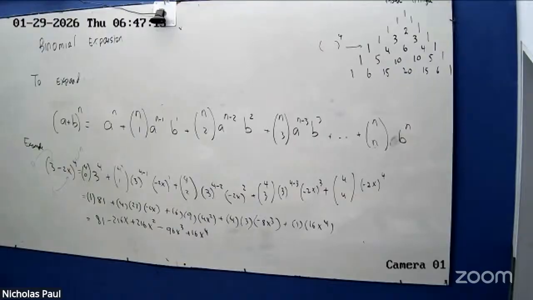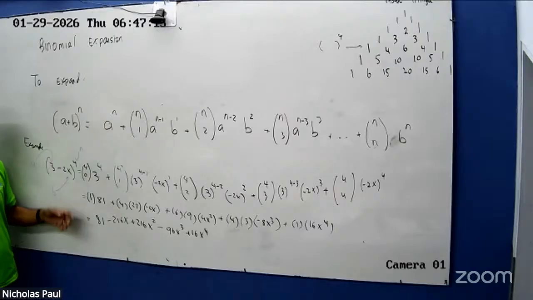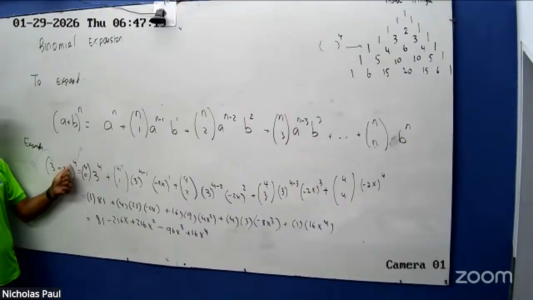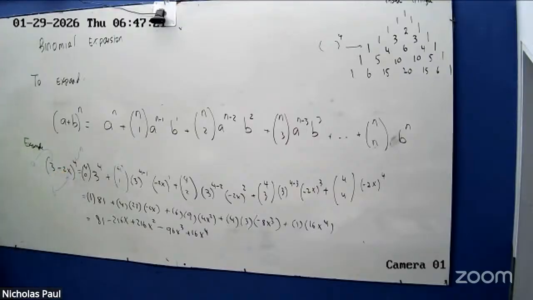And again, to do this, Kiran, you're using this basic formula here. Just write them as A, B, and N.